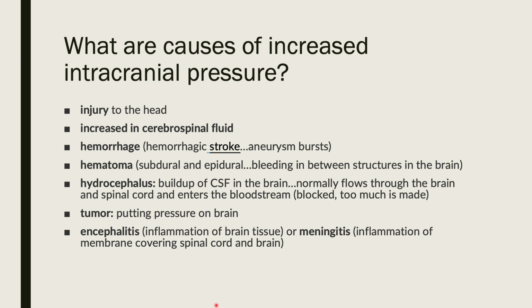And it's putting pressure on that brain. And then encephalitis, I can't say that word, which is just inflammation of the brain tissue. Or meningitis, which is inflammation of the membrane covering the spinal cord and brain. And there are different types. There's bacterial and viral. We're going to discuss that more in lecture, but I really just want to get down the main concepts. Okay.